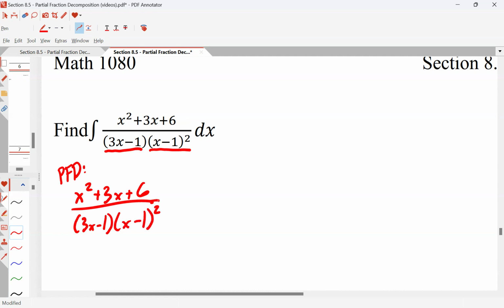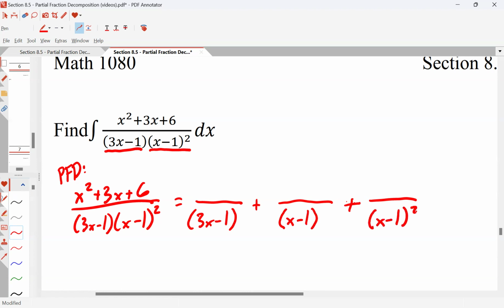we want there to be three fractions, one for every factor. The first factor is 3x minus 1. The second factor is x minus 1. The third factor is x minus 1 squared. We're going to build up these powers. If this was a cubed, it would then be plus a fraction of x minus 1 cubed. We'll build up those factors to get as many fractions as we need to get up to that power.